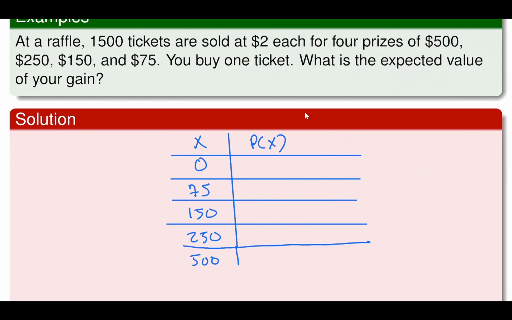All right, so P of X is going to be the probability of them winning. For this one, there's only 4 prizes. So one person is going to get $500, one person is going to get $250, one person is going to get $150, and one person is going to get $75. And that means everybody else is going to lose. So how many tickets were sold? 1,500. Yeah, 1,500.